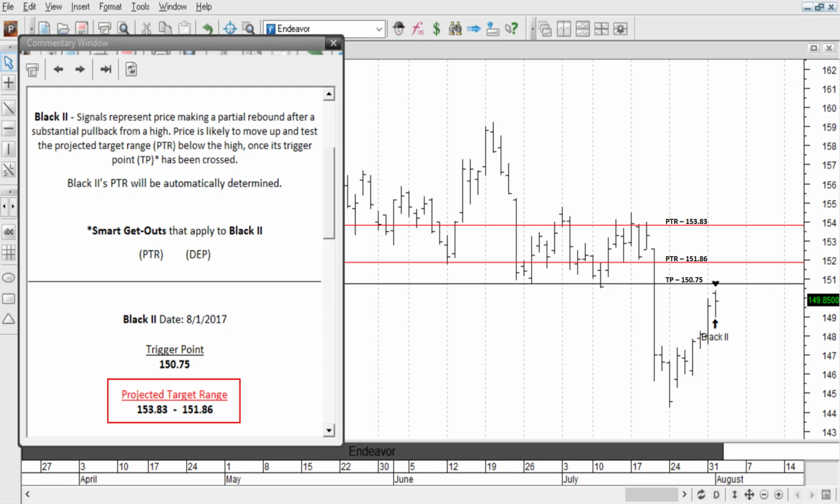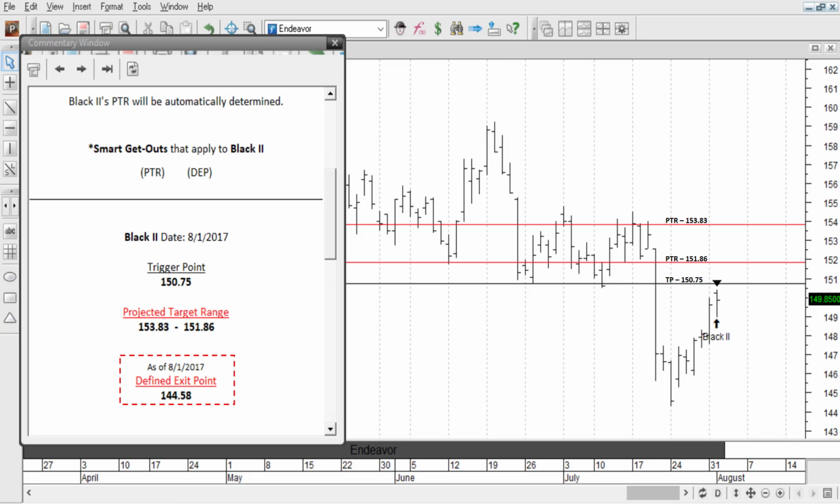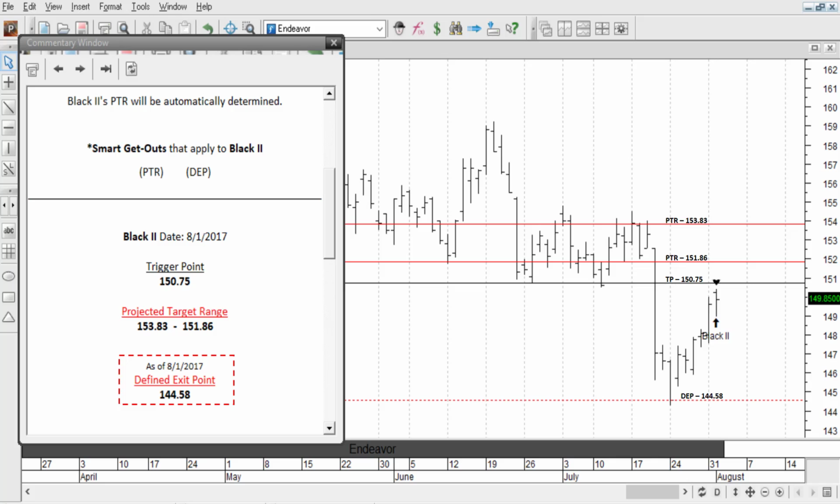So I'll scroll down in the commentary to the define exit point. This gives us the exact exit price. If price falls below 144.58, our trade should be exited because price will be more likely to start trending down than up. Now we're all set. We know when to enter the trade, how high price can rise before we take profit, and how far down it can fall before we have to exit.